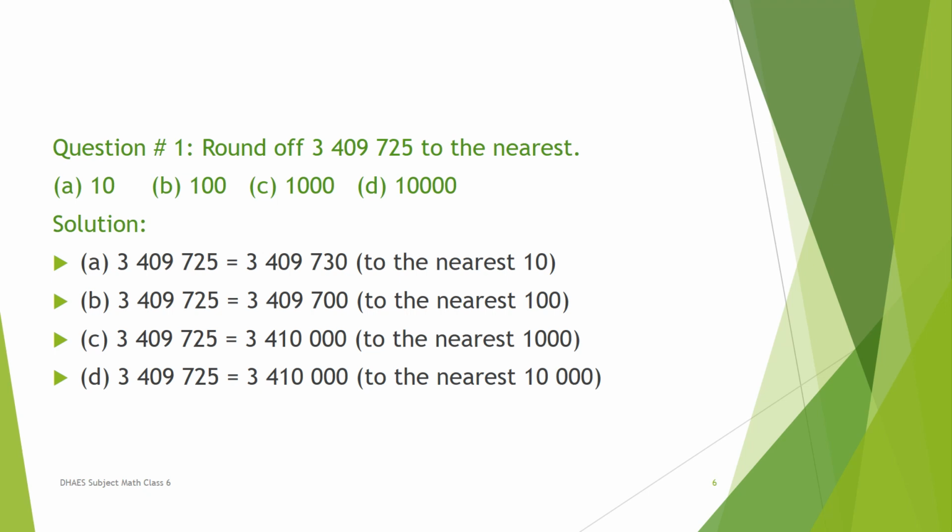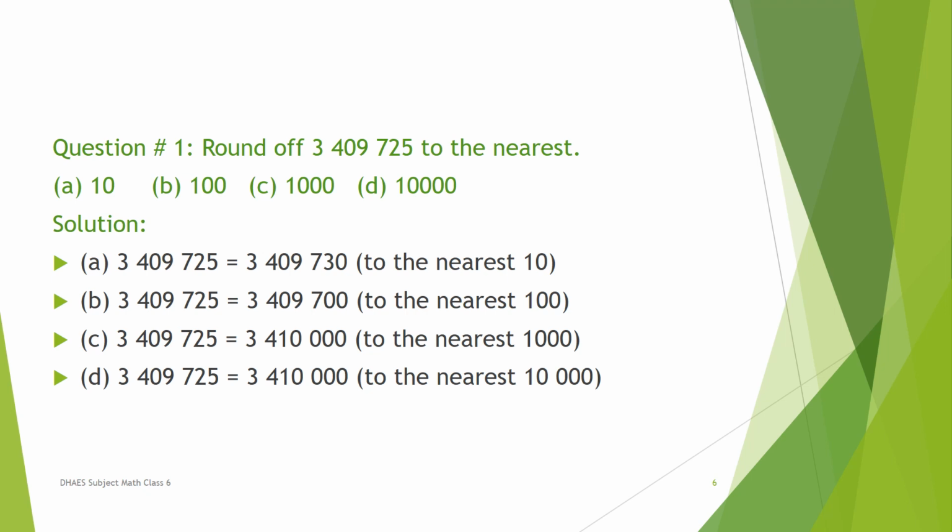In part B, you want to round off 34,09725 to the nearest 100. To the nearest 100, consider the last three values. The last three values are 725, that is nearest to 700, so we write 700 there. If its value is 750 or above 750, then we write 800 there. If its value is below 750, then we write 700 there.